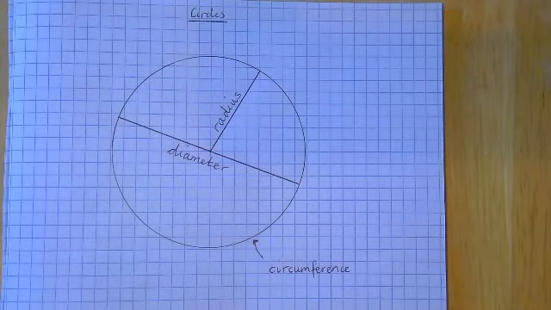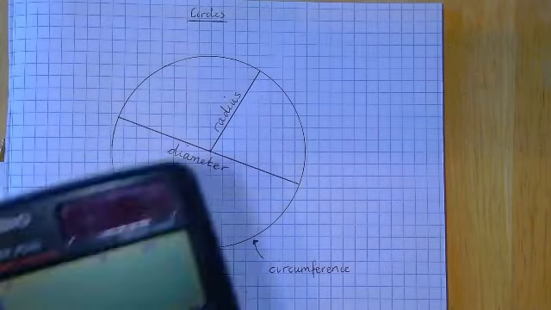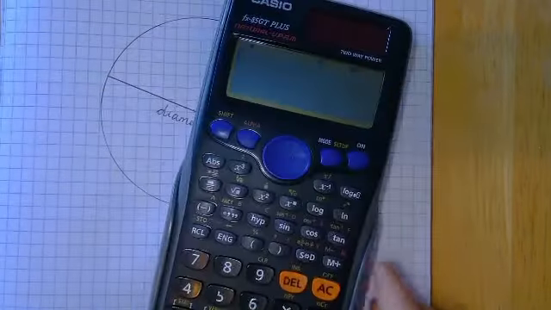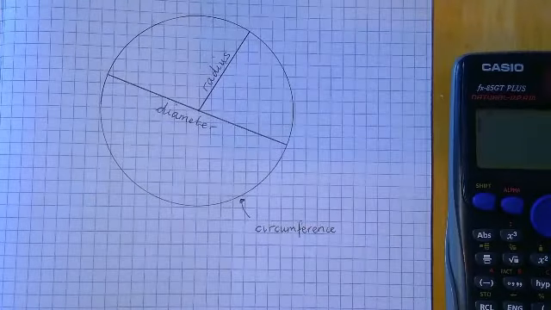Also for this section, we're going to need to have a calculator to hand. Ideally, it would be a scientific calculator. Right, so you also need your calculator, ideally a scientific calculator. We're going to be using that. If you don't have a scientific calculator, you'll still be able to do all the work.